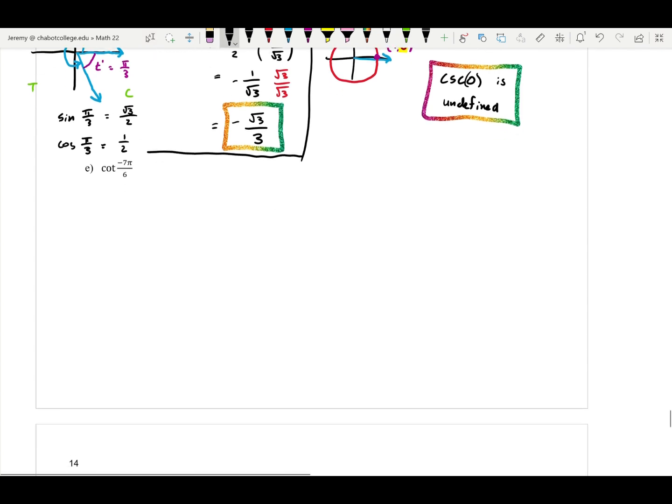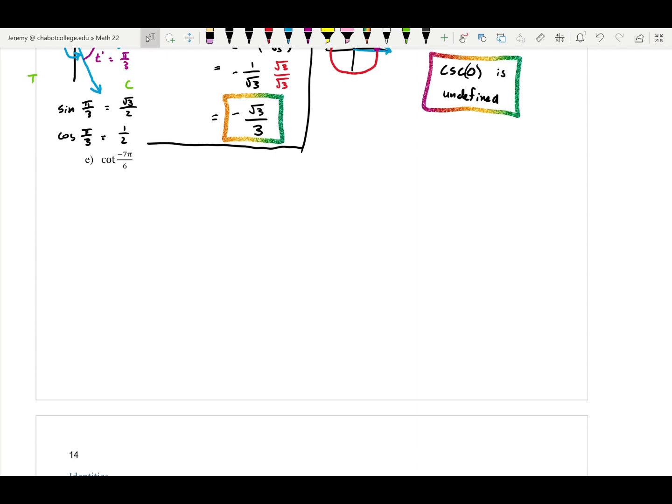We've got one more for this problem here. How about cotangent of negative 7 pi over 6? So this time we have a negative input, but don't worry, we can totally deal with this. We just have to travel in the clockwise direction to find that angle. So here's our initial side. And let's go clockwise by 7 pi over 6. That is going to put us right here. Since we're not in the first quadrant, I'll want to think about my reference angle. It's going to be right there. So my reference angle t prime will be pi over 6.